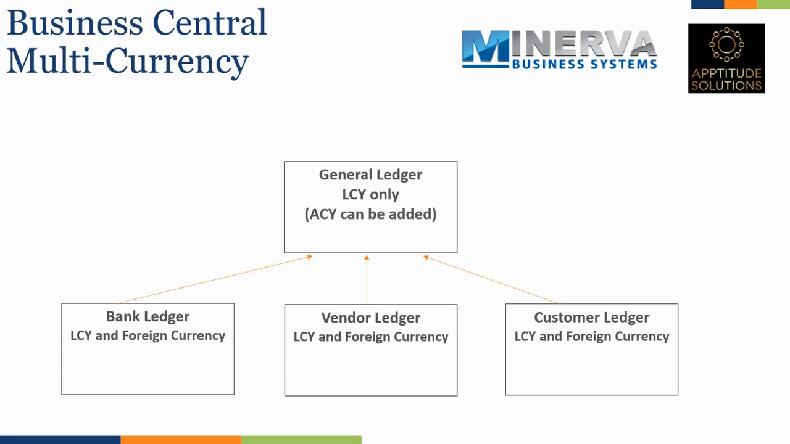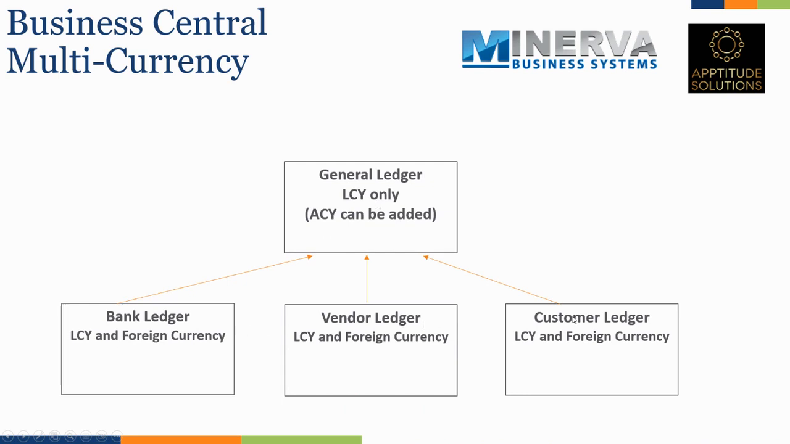Now, before we begin, there are some important concepts that you need to understand in Business Central. First of all, the general ledger only has the local currency, and it may or may not have the additional reporting currency. This additional reporting currency can be added or not. It's optional. Notice that there is no foreign currency in the GL.